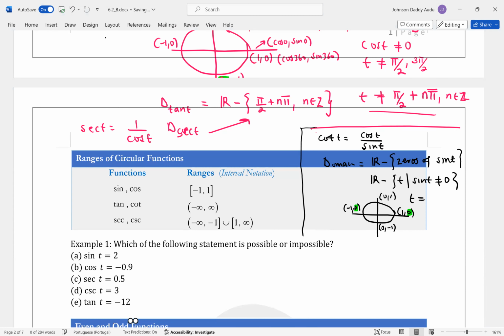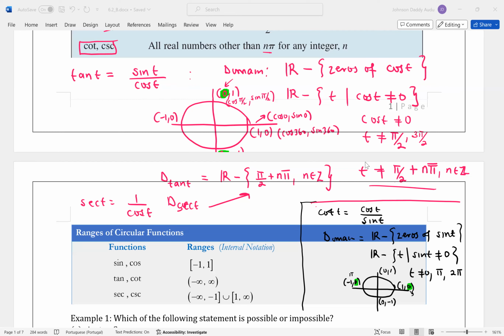So t cannot be 0. And also t cannot be what? Pi, which is 180. t cannot be 2 pi, which is 360, because by the time you go around, you're already back here. This is 180. Here you have two things: it means you have sine of 0 and sine of what? Of 360.